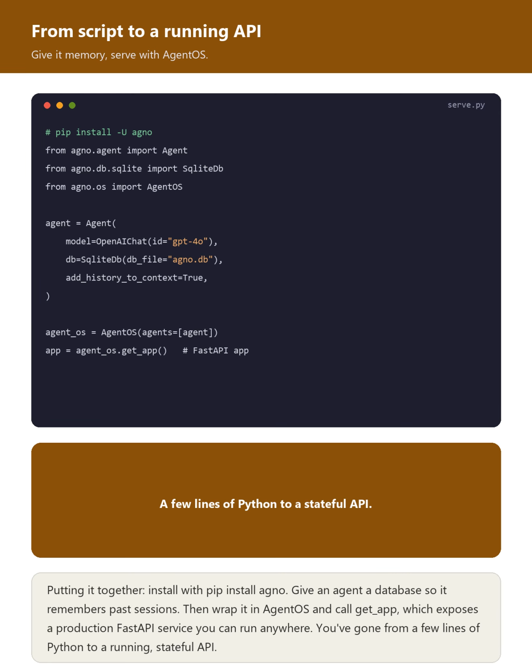Putting it together, you install with pip install Agno. You give an agent a database, so it remembers past sessions. Then you wrap it in AgentOS and call getApp, which exposes a production FastAPI service you can run anywhere. You've gone from a few lines of Python to a running, stateful API.